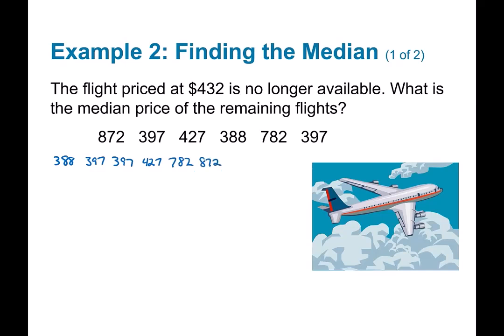We could use the formula, but again, since this is a small data set, it's pretty easy just to cross off one from each end until we end up with our two middle numbers. So we can't cross through 397 and 427 because then we have no value, right? So our median is somewhere in the middle between these two data values. So to get our median in this case, we just find the average of those two numbers. So 397 plus 427 divided by 2. And when we do that, you get $412 as your new median.